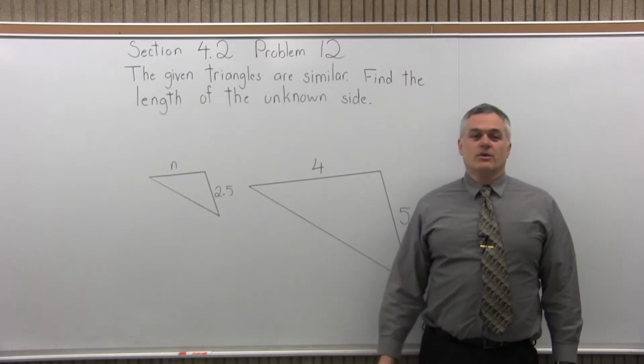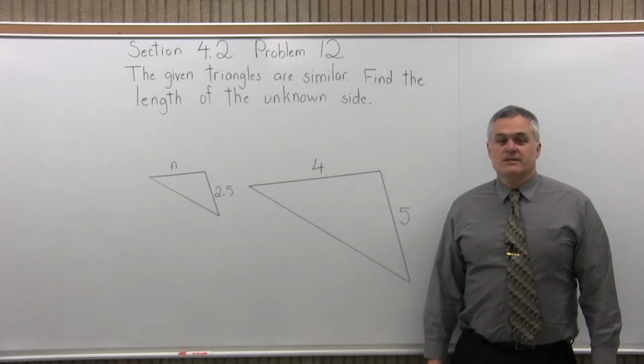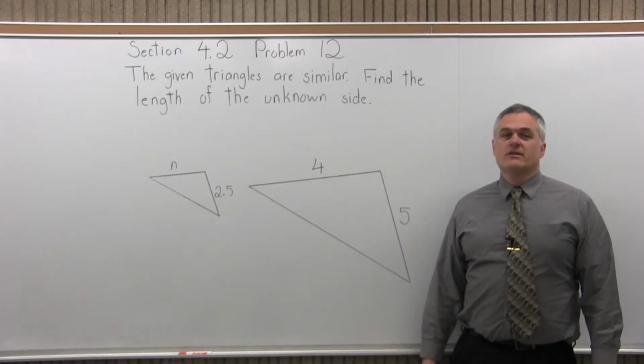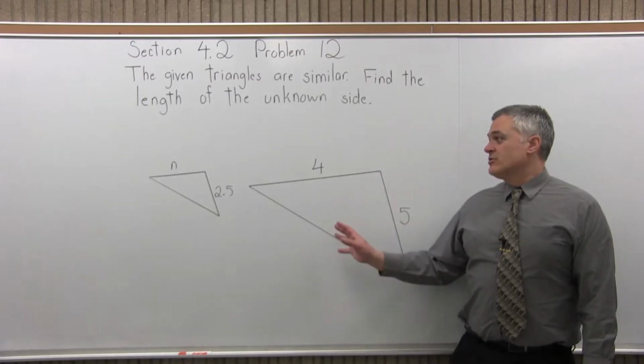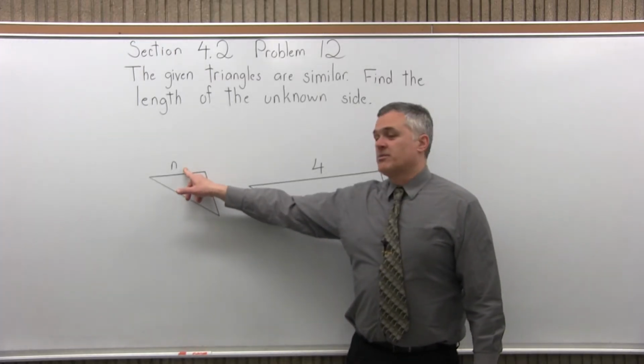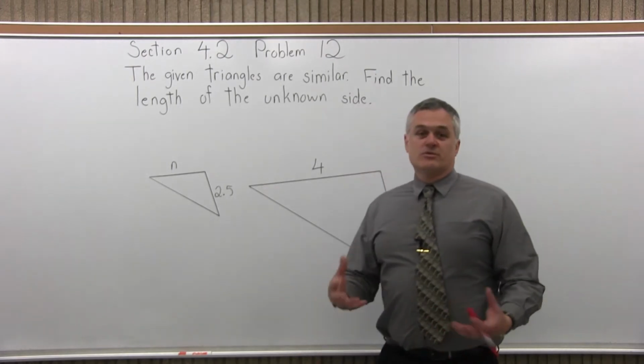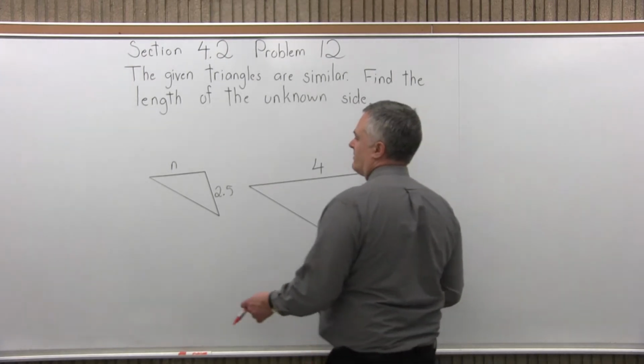This is Section 4.2, Problem 12. It says the given triangles are similar. Find the length of the unknown side. So two triangles, the unknown side here is the top of the left-hand triangle. So what we do is we set up a proportion, solve for the unknown.